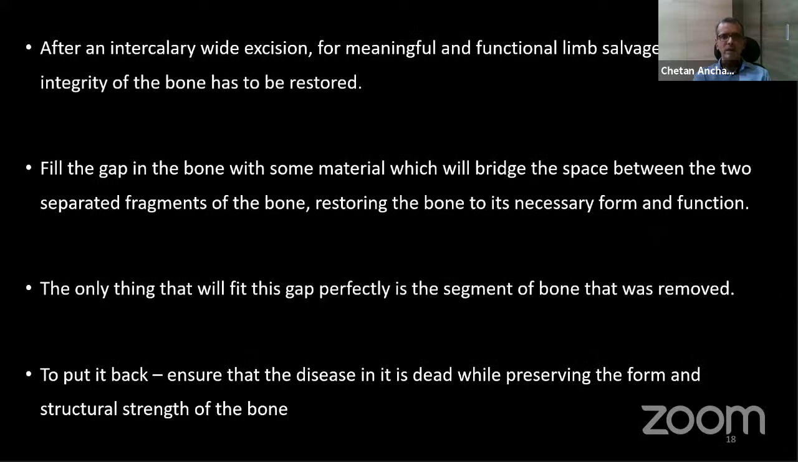So after an intercalary wide excision, for meaningful and functional limb salvage, structural integrity of the bone has to be restored. We have to fill the gap in the bone with some material which will bridge the space between the 2 separated fragments of bone, restoring the bone to its necessary form and function. The only thing that will fit this gap perfectly is the segment of bone that was removed. So to put it back, we have to first ensure that the disease in it is dead while preserving the form and structural strength of the bone.